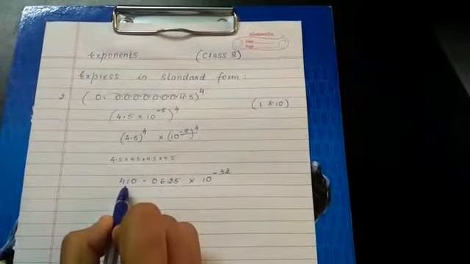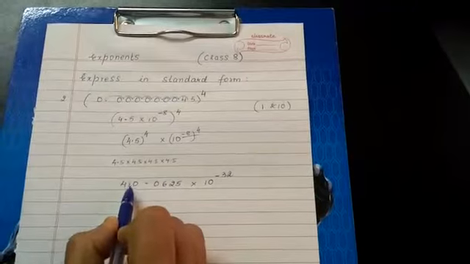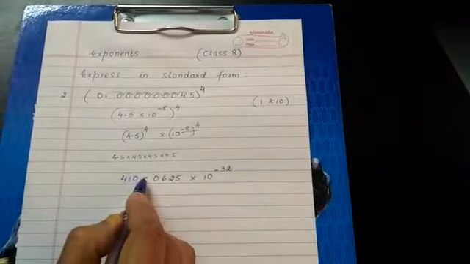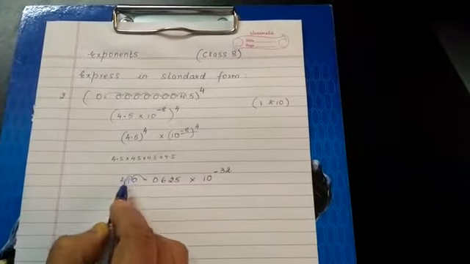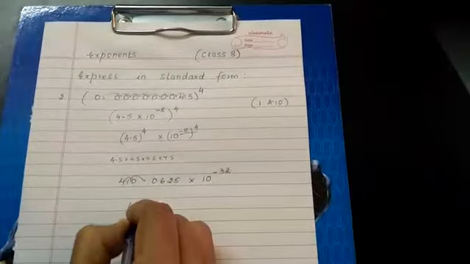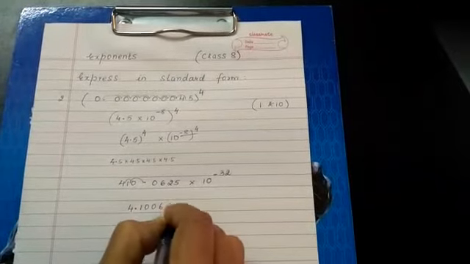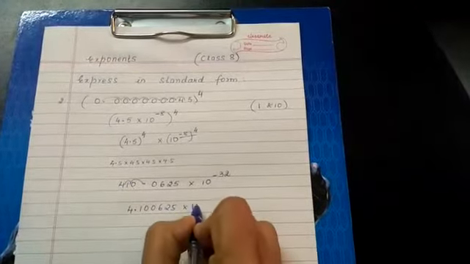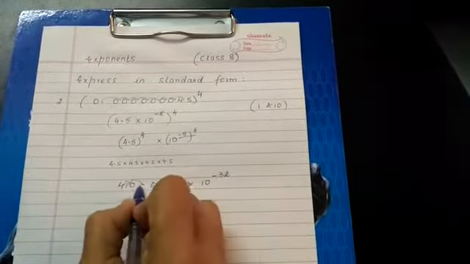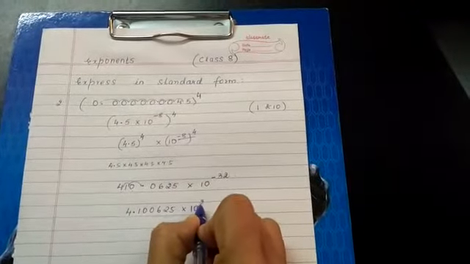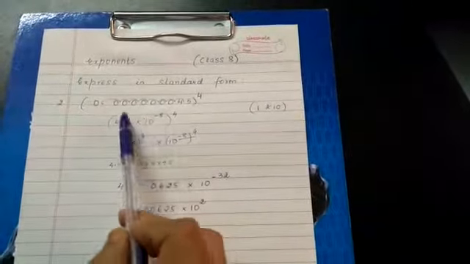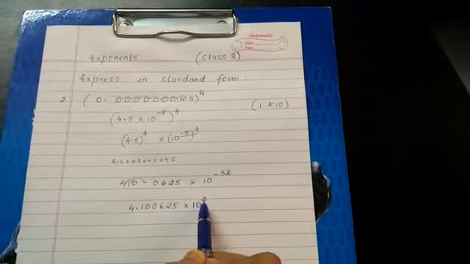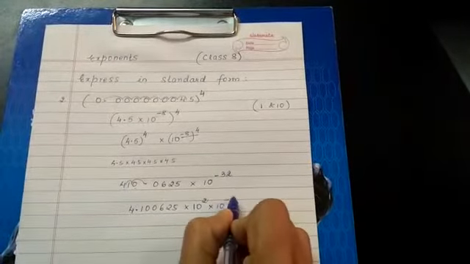But here children, the number is 410. Still now the number is not lying between 1 and 10. So now you will shift your decimal towards your left. Okay, so 410 will become 4.100625. But when you are shifting your decimal towards your left, your exponent will be positive. So 2 decimals you have shifted, so it will be 2. When you are shifting towards your right, exponent will be negative. When you are shifting towards your left, exponent will be positive, into 10 raised to minus 32.